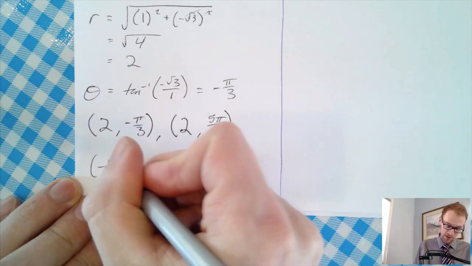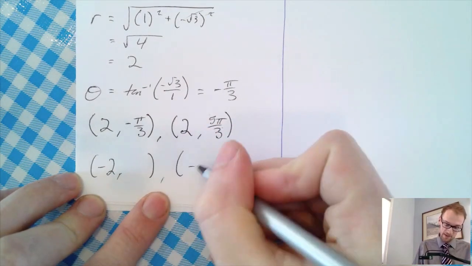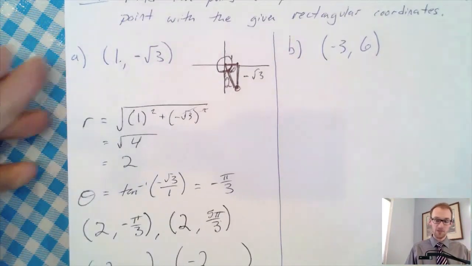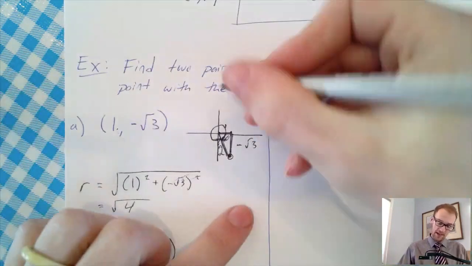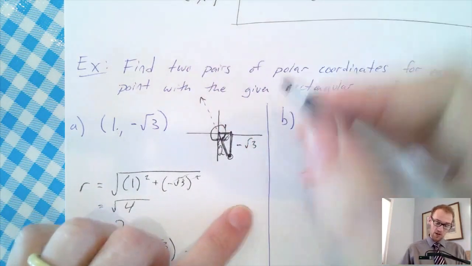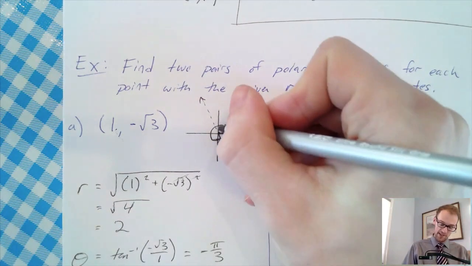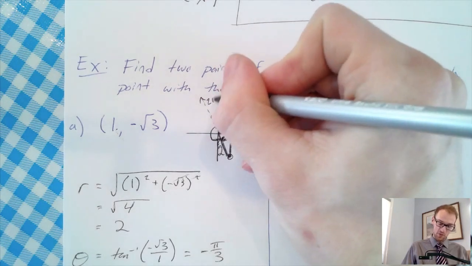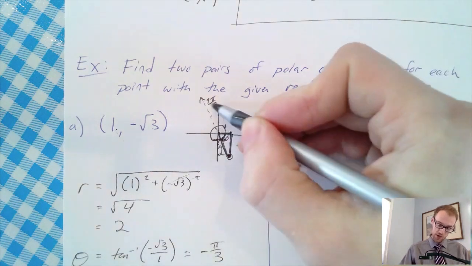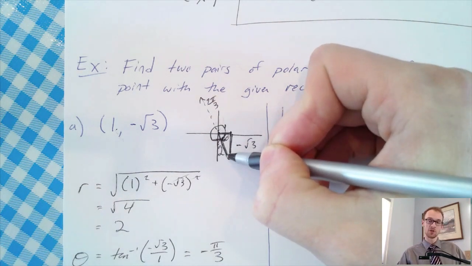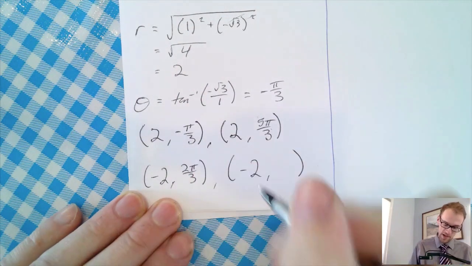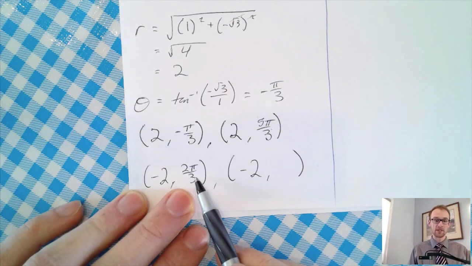The other pair is going to have a negative radius. In order to achieve this point with a negative radius, my theta has to be opposite of the theta we found. That angle is at negative pi over 3, so if I add 180 degrees, that's going to be at 2 pi over 3. If I go 2 pi over 3 and then backwards 2 units for my radius, I'll end up at the same point. I hope that makes sense, why that's 2 pi over 3. And then, of course, I could just add 2 pi to that: 2 pi over 3 plus 6 pi over 3 is 8 pi over 3.